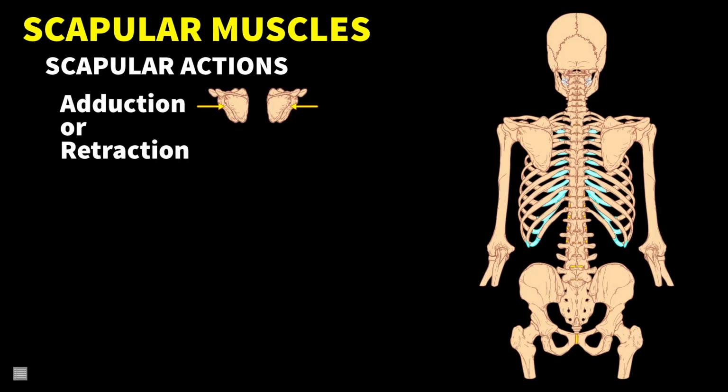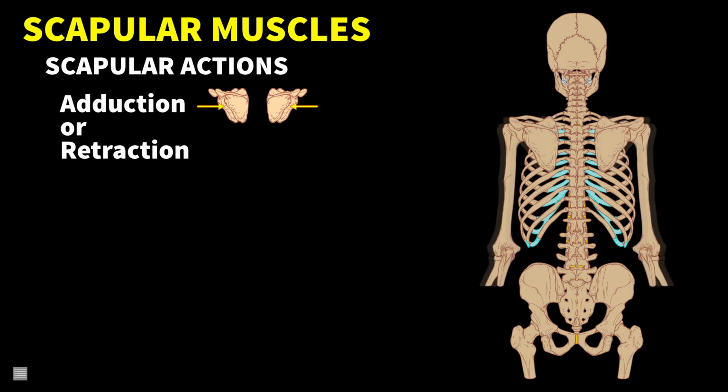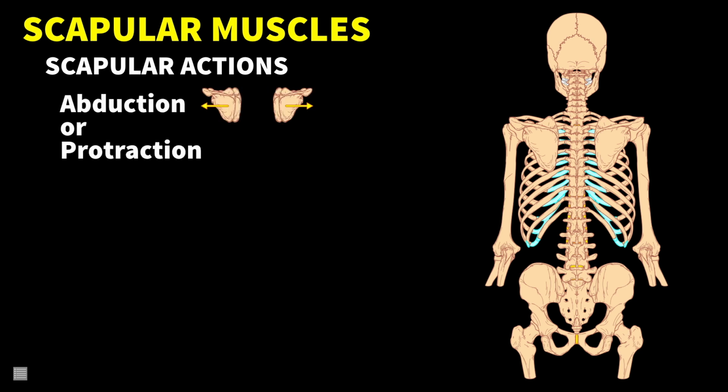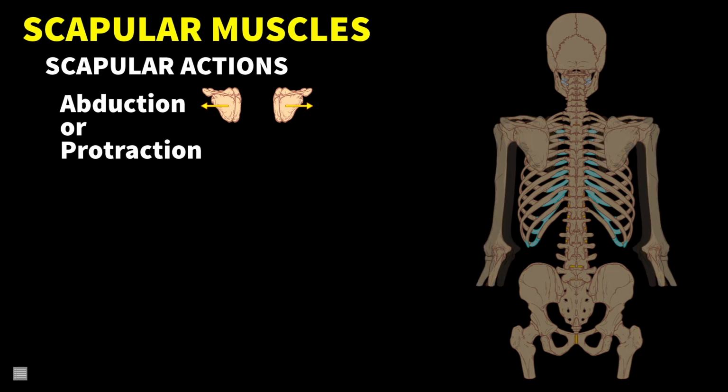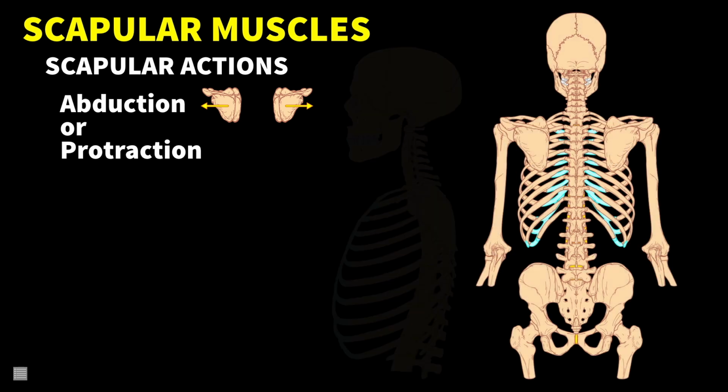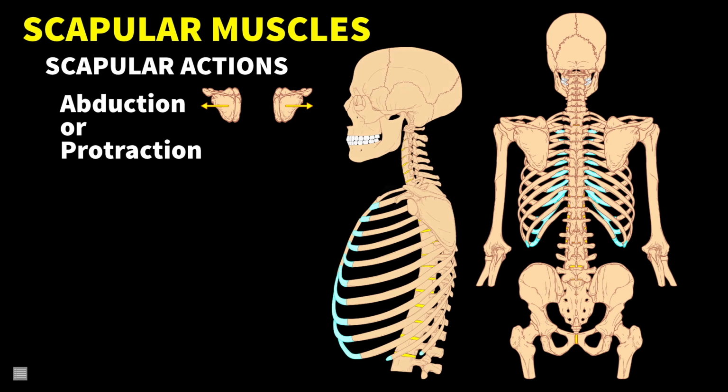Adduction, also called retraction, is the movement of the scapulae toward the midline or vertebral column, as in standing at attention by pulling your shoulders back. Abduction, also called protraction, is the opposite movement of the scapulae, away from the vertebral column. Because of the curvature of the rib cage, note that during abduction, the scapulae follow the curvature of the ribs and move both laterally and anteriorly around the rib cage.